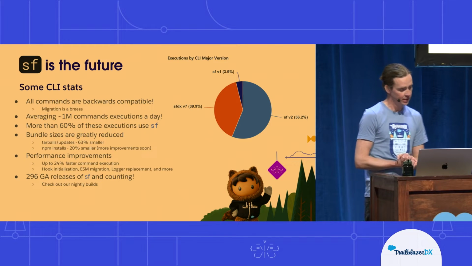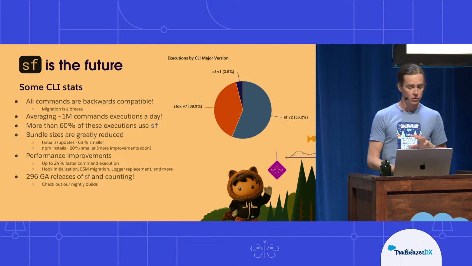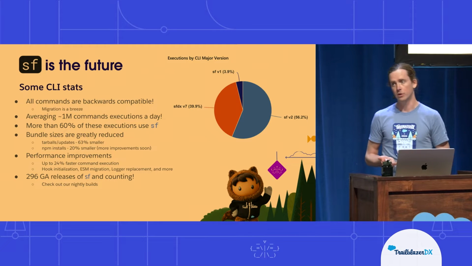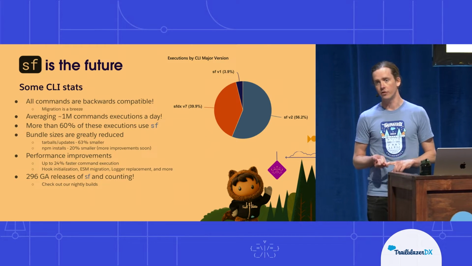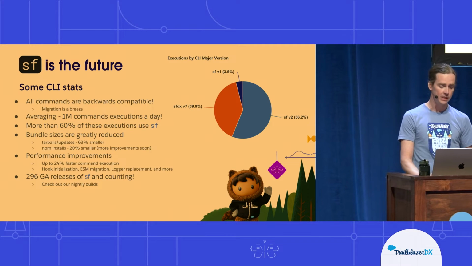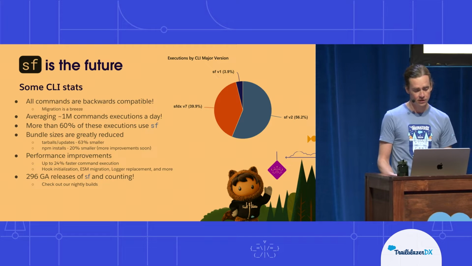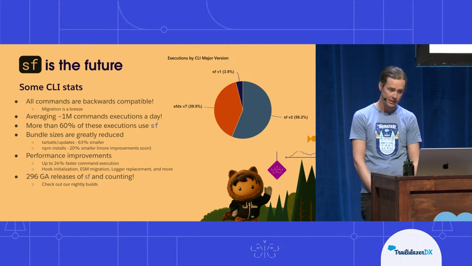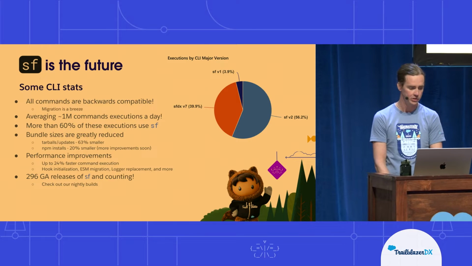We are currently averaging about 1 million command executions every single day, and SF is accounting for 60% of those command executions. With SF, we've made a number of improvements, but notably, the bundle sizes are going to be much smaller. With the tarballs, if you're using those in a CI system, or if you're using the installers and running sf update, you'll notice that those are about 63% smaller, so significantly faster installs. And likewise, NPM installs are about 20% smaller, and we have more improvements coming on those soon.